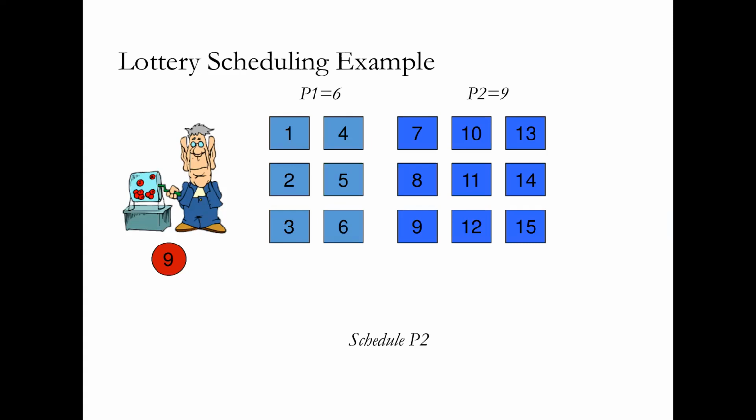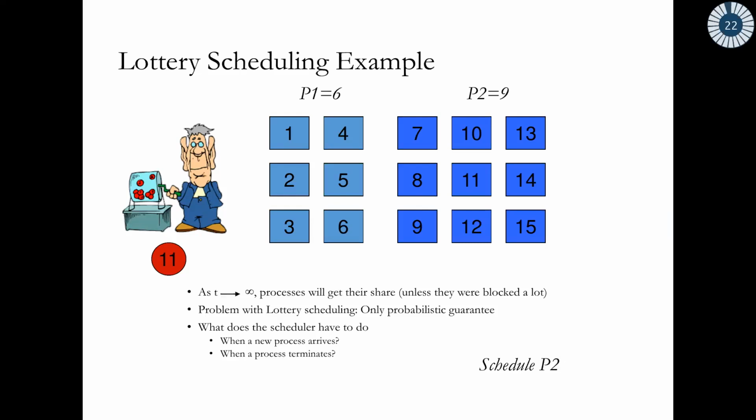When we initialize, we decide that this set of tickets belongs to this process, and another set of tickets belongs to that process. So we draw 9. What is a lottery ticket? It's just a random number generator. We draw 9, 9 belongs to process 2, so you schedule P2. Then you draw 3, that belongs to process 1, you schedule process 1. Then you draw 11, that's going to be P2.